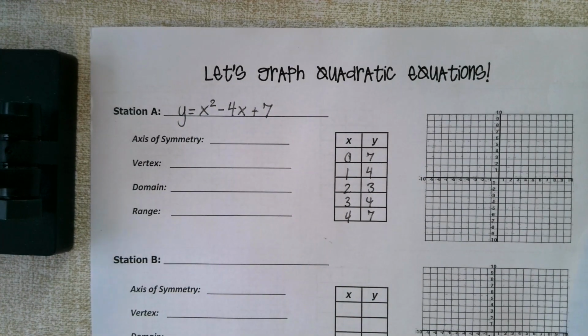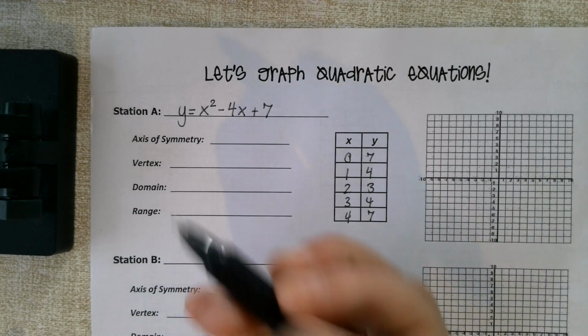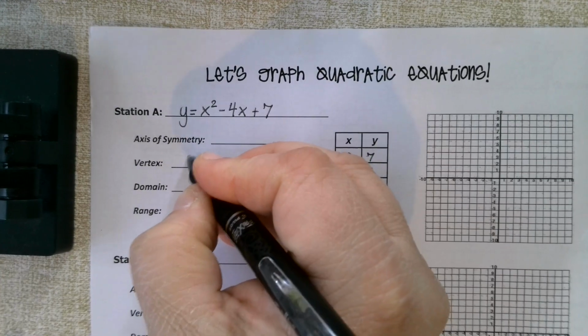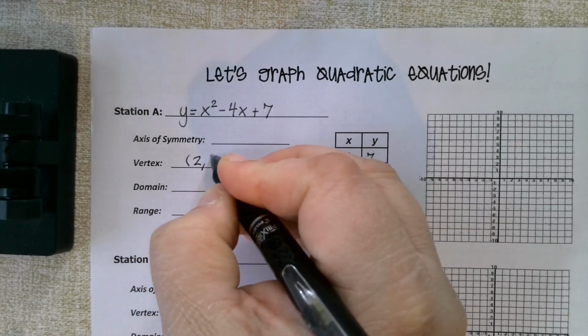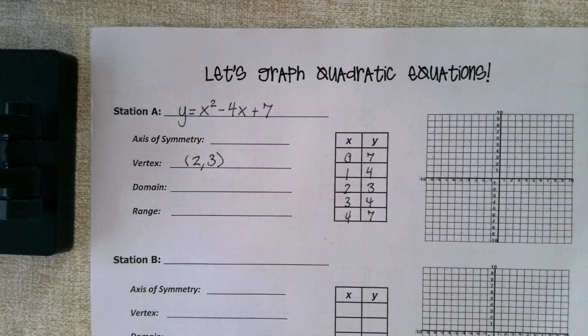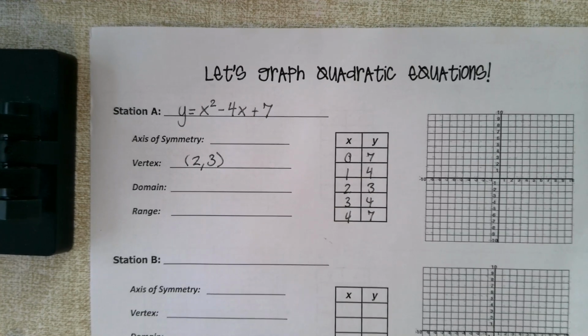Once I've got a bunch of points, the other thing that I want to record right away was the vertex. And if you'll recall, the vertex is where the parabola changes direction. It's either the maximum or the minimum. In this case, the vertex was the minimum, and it was at 2, 3. Again, we got that from Desmos, right?